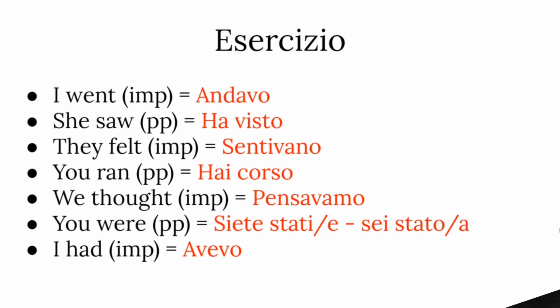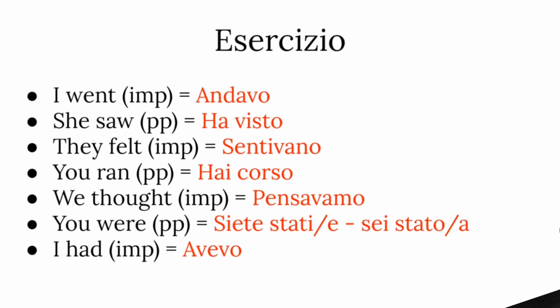Watch out for the pronunciation. You were, passato prossimo. Once again, here we have the two possibilities. Actually, we have four, considering that we're using the verb to be. Siete stati, or siete state, if the subject pronoun is you all. If the subject pronoun is you, singular, sei stato, or sei stata, if we're talking about a woman. Okay? I had, avevo. Okay?